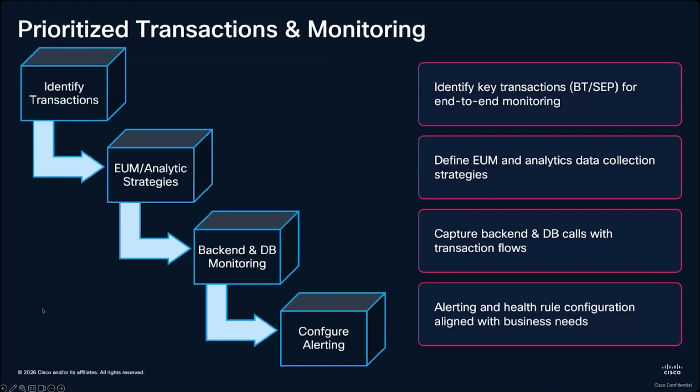And one last thing I mentioned in the last block: configure alerting. Not only configuring alerting, but with business transactions, you probably want to turn on anomaly detection to catch those outliers that the system just picked up through AI.